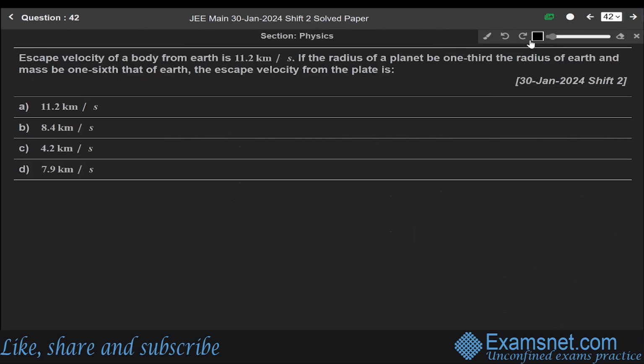Now next question, 42. Escape velocity of a body from Earth is 11.2 kilometer per second. If the radius of a planet is one third the radius of the Earth and its mass is one sixth that of Earth, the escape velocity from the planet is. Now according to this question, this is from the chapter of gravitation.